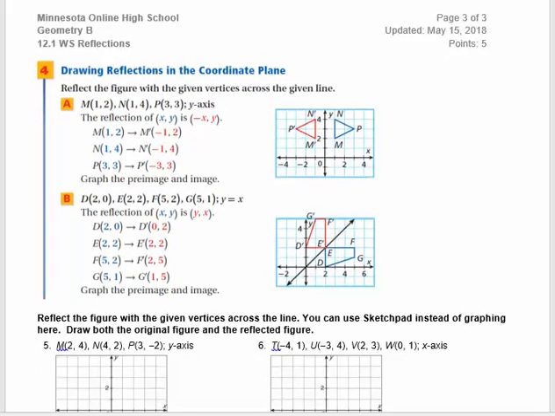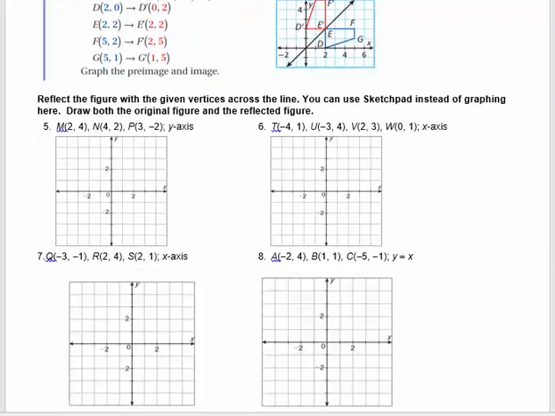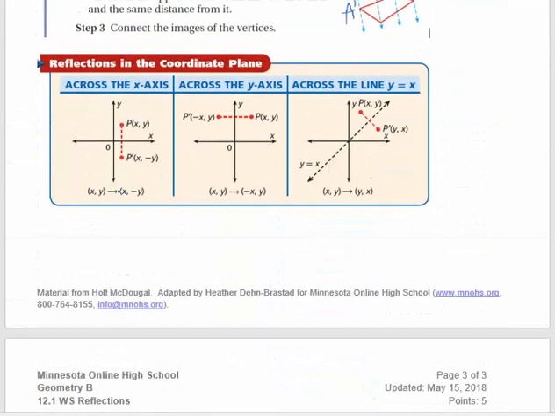So you're going to go ahead and graph for 5, 6, 7, and 8, you're going to graph the pre-image and the image with the reflection over each of these: over the y-axis, over the x-axis, or over the line y equals x. Here's some rules here that will tell you how to do this.